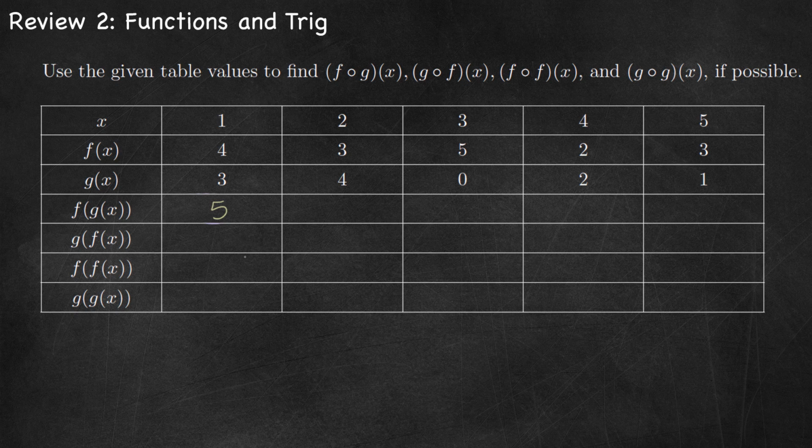I'm going to work down this first column. So next I want to find g of f of 1, which is equal to g of, now I find f of 1. So f of 1 is equal to 4. So g of f of 1 is equal to g of 4. Function g at an input value of 4 is equal to 2.